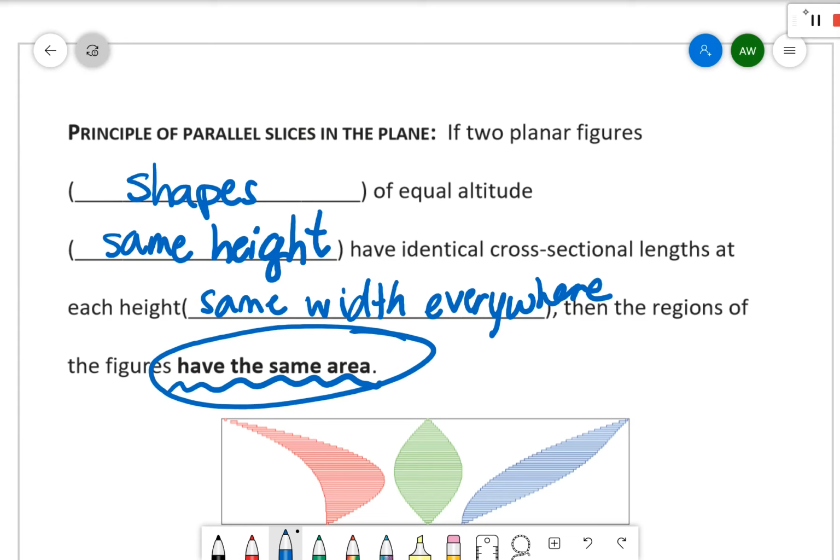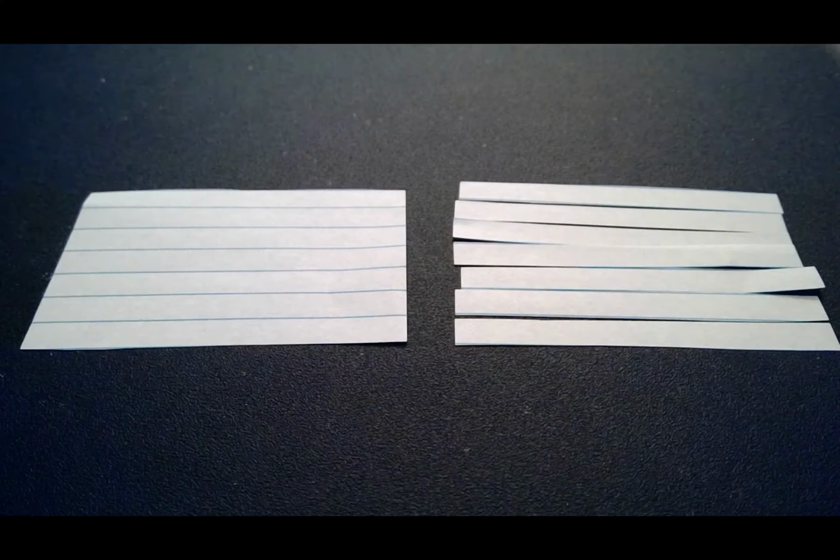So you can see down here at the bottom of our screen that if I break these up into little teeny tiny slices and I cut them into these little pieces, all I'm doing is shifting those pieces around. Let's take a look at what that might look like with a rectangle and turning it into a parallelogram.